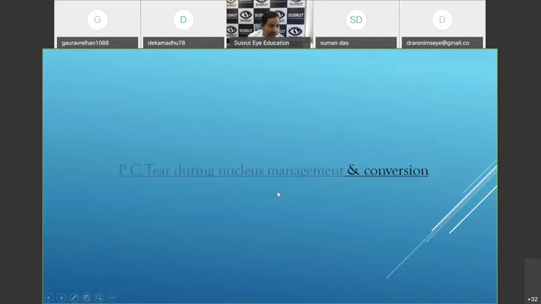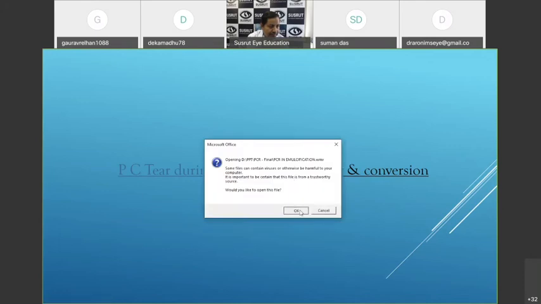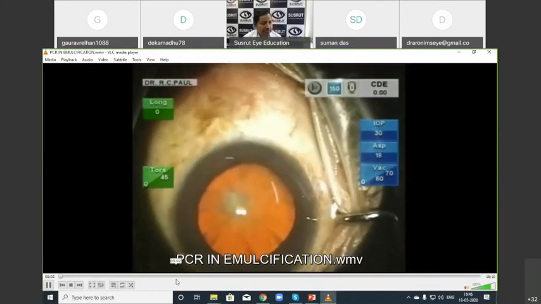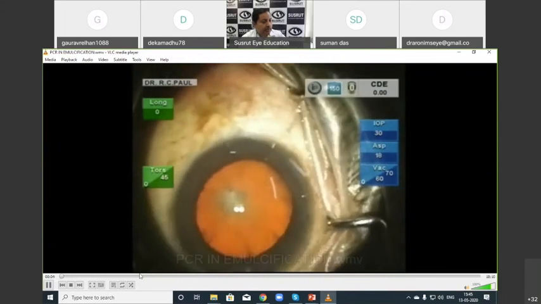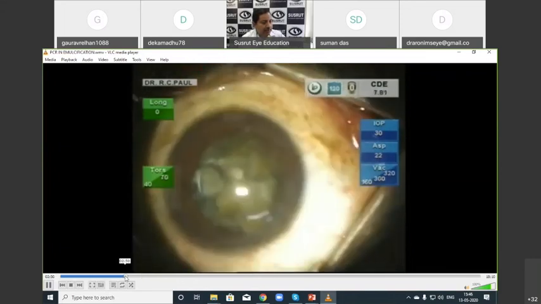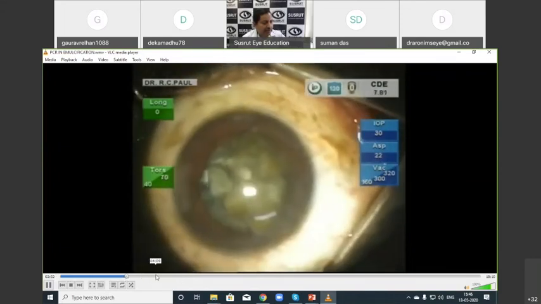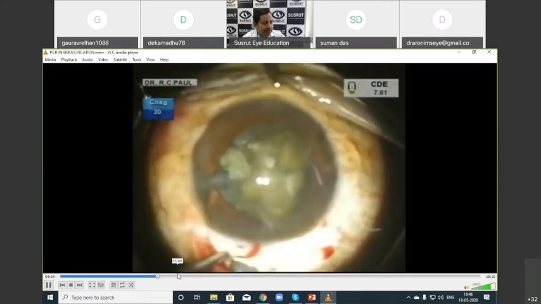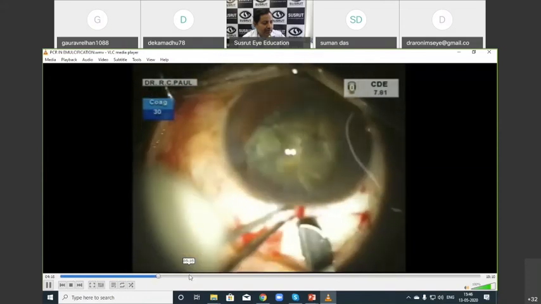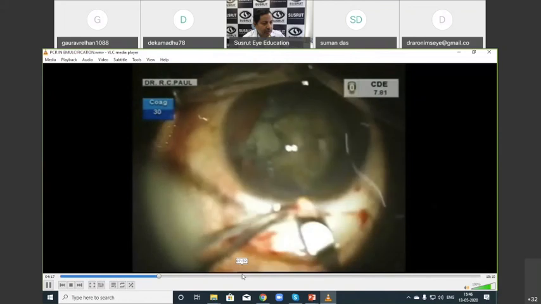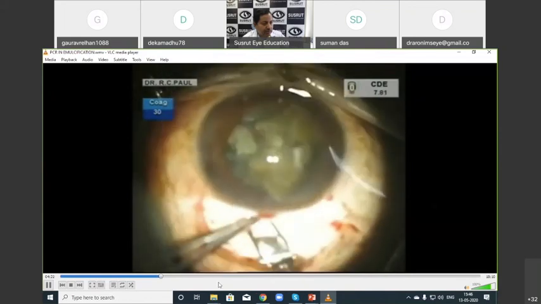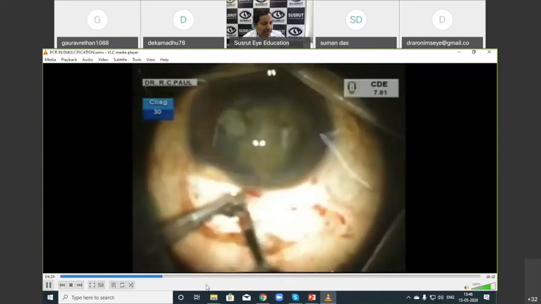Next portions, I'll just skip. Don't hesitate for conversion. This is a very hard cataract. Had some problem. So you can see, no hesitation in making a sclerocorneal tunnel.